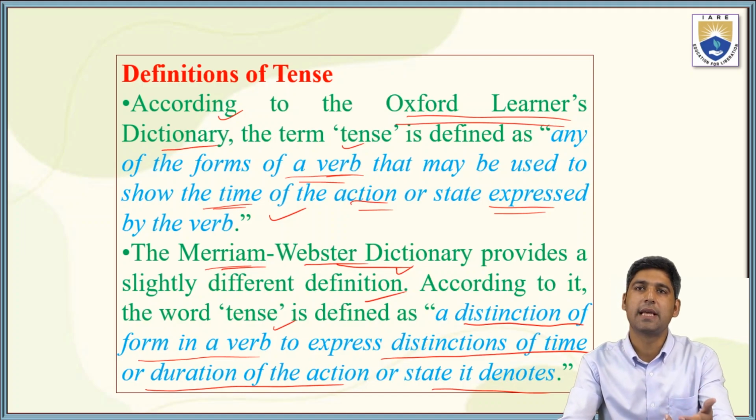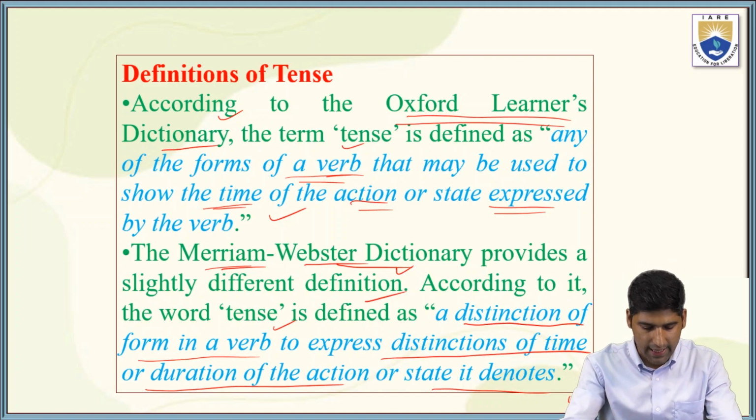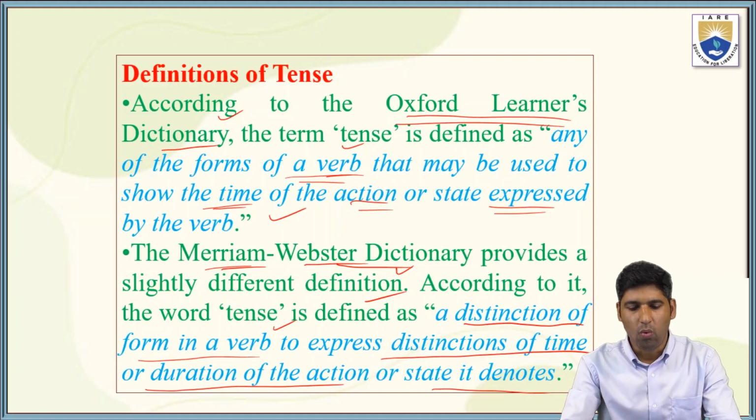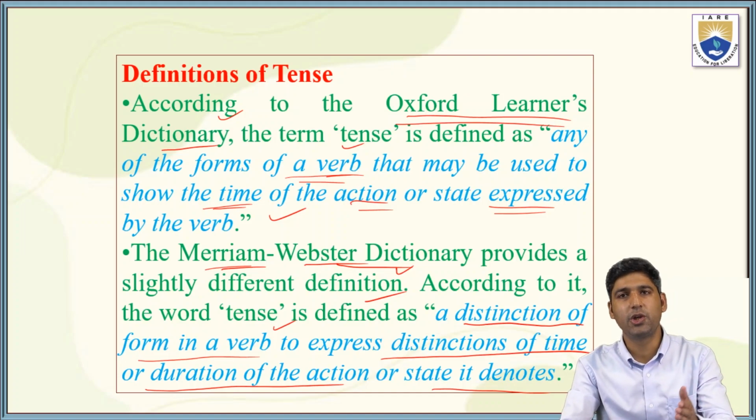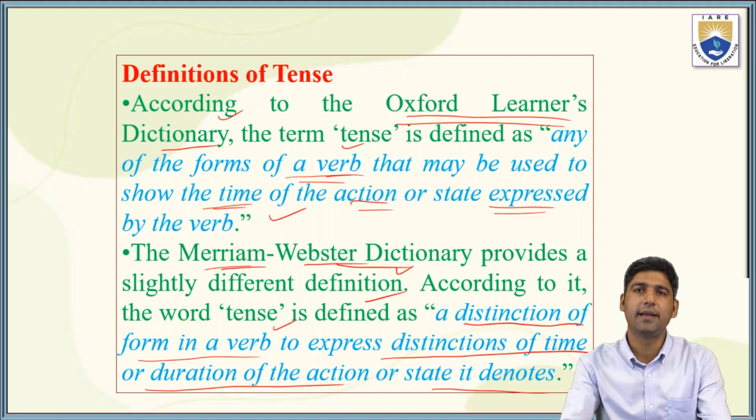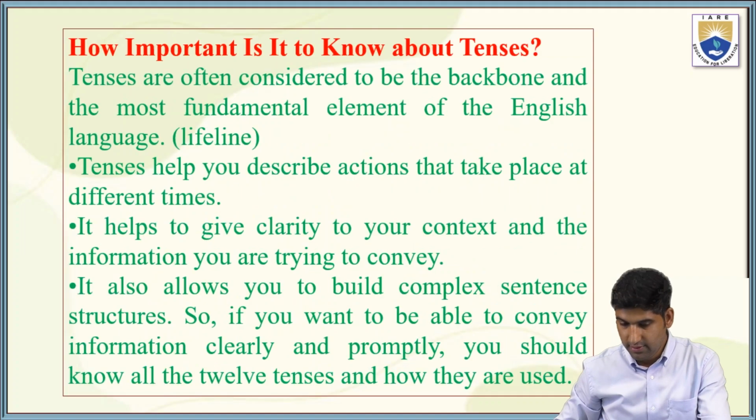It is almost the same as the Oxford Dictionary. So we come to know from these two sources that tense is the variation of the verb, or the different form of the verb used in a sentence, which shows the time of the action or state expressed by the verb.